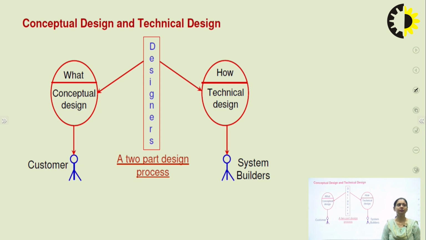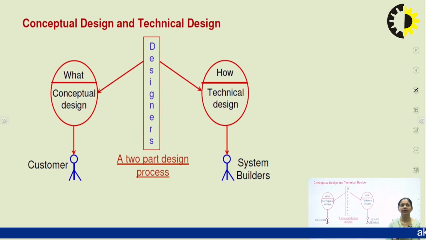Now if we talk about the designs, we have two types of designs. The first one is a conceptual design and the next one is a technical design. The conceptual design is more related to the customers, where the customer knows what all things need to be implemented in the system. The technical design is with the software developers who know how to implement those things in the design.